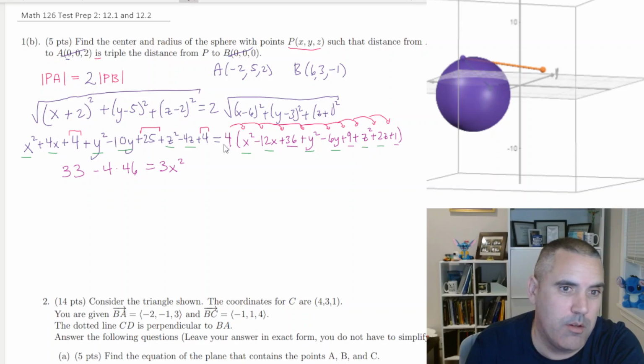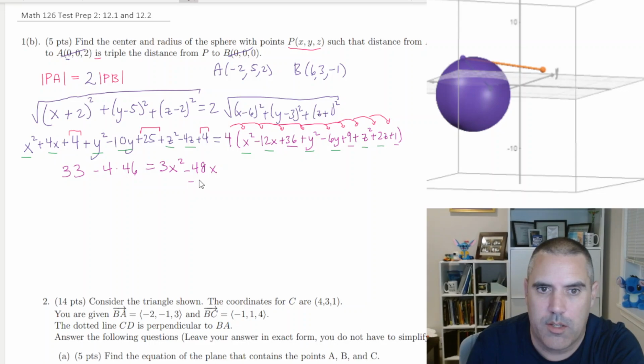And then I'm going to have a 4. And I'm just trying to clean up. So now let's look at the x. So I'm going to have a minus 48x. That comes from distributing that 4. And I have a minus 4x. Ooh, we're getting close.